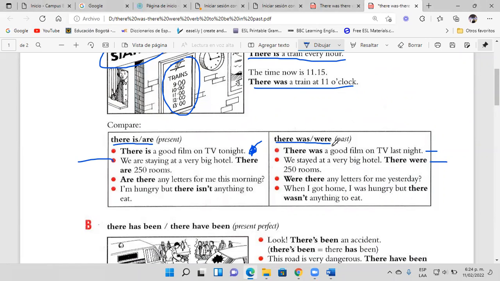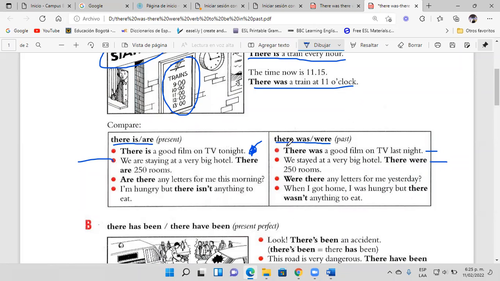We stayed at a very big hotel. There were 250 rooms. Okay, so in here we are talking about the present and we say there are 250 rooms. And in here we say there were 250 rooms in past, because we stayed, that is in past. Okay, when we talk about this, we have to make the difference between singular, only one thing, and plural, more than one. I mean, there is a good film is only one. There was a good film is only one. There are 250 rooms, a lot of things, many things. There were 250 rooms. In past, there were.